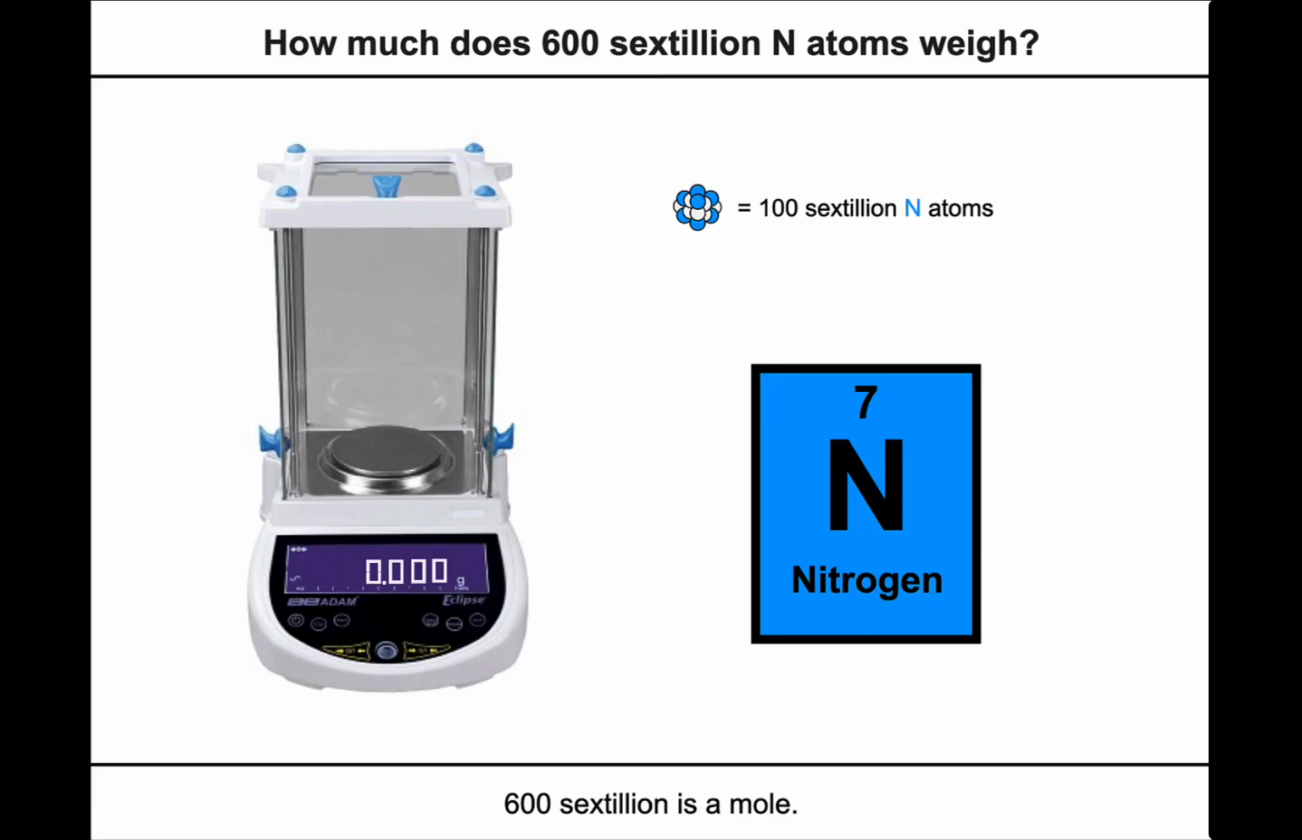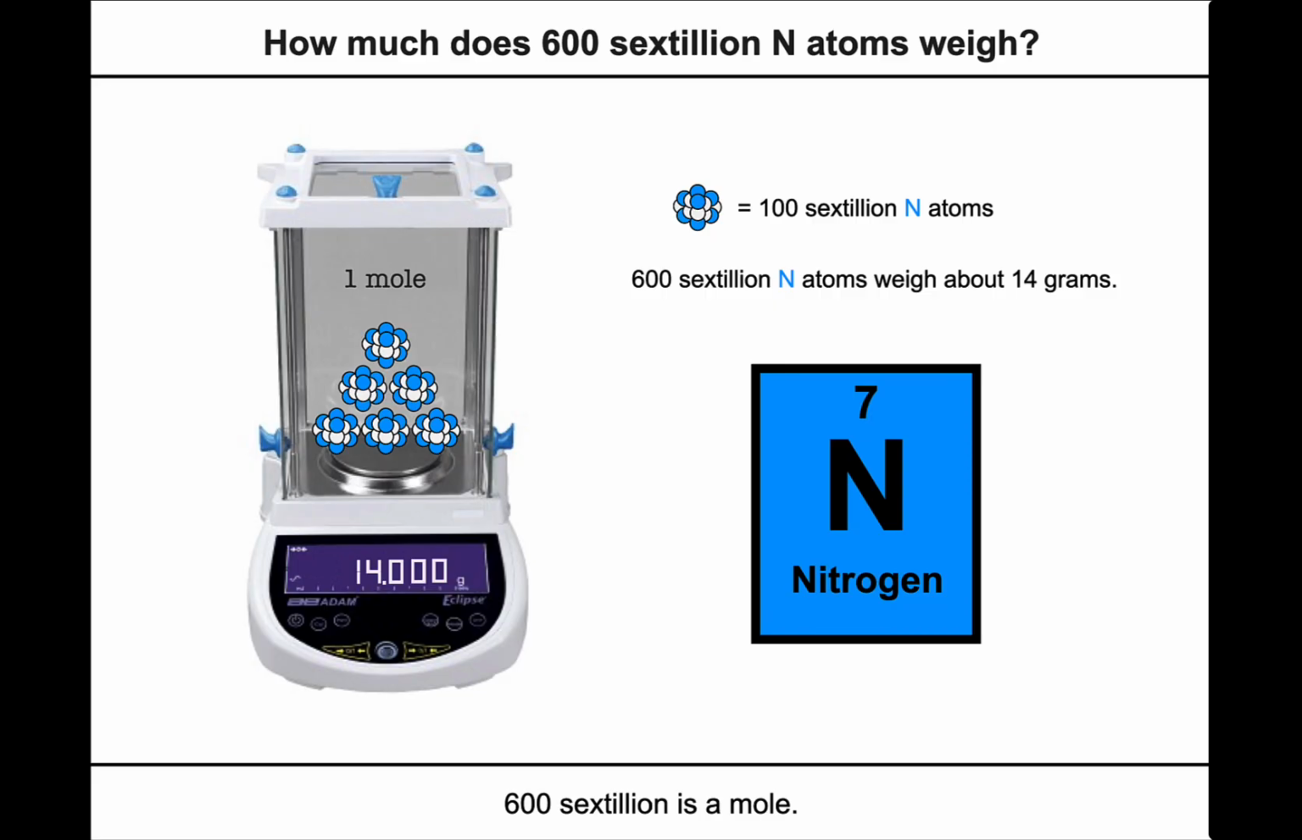How about nitrogen? How big is a nitrogen? Well, it has 7 protons and 7 neutrons, remember? So that's 14 total. How much bigger is a nitrogen atom compared to a hydrogen atom? 14 times as big, right? Let's add our mole of nitrogens and see what it weighs. We're going to add 600 sextillion nitrogen atoms. How much should that weigh? Well, it's definitely not going to weigh 1 gram. It's definitely not going to weigh 4 grams. It can't weigh 12 grams. It weighs 14 grams.